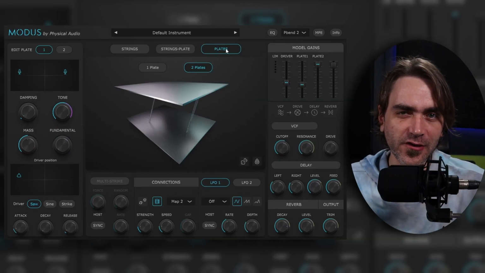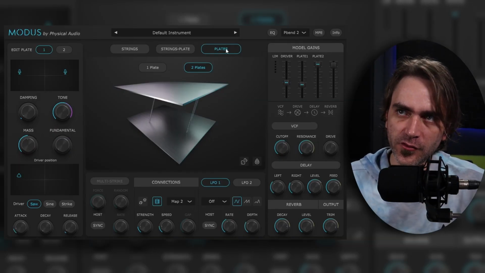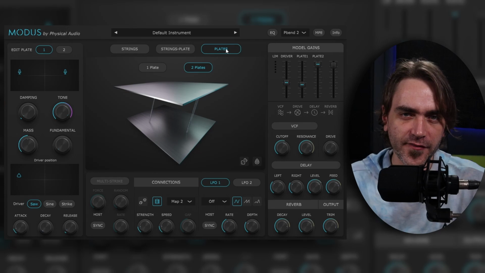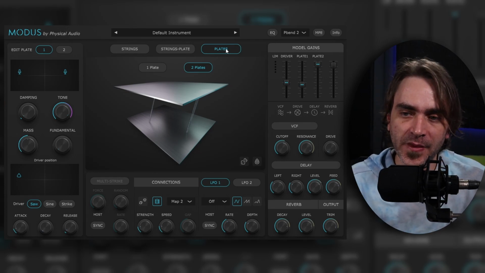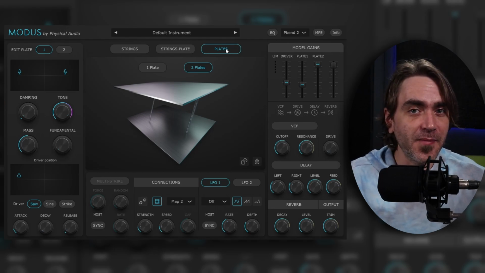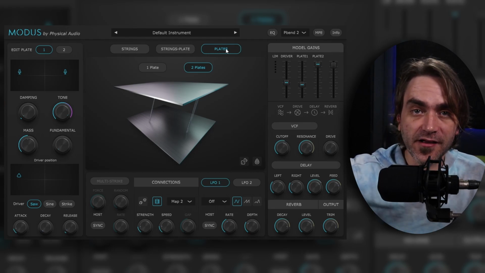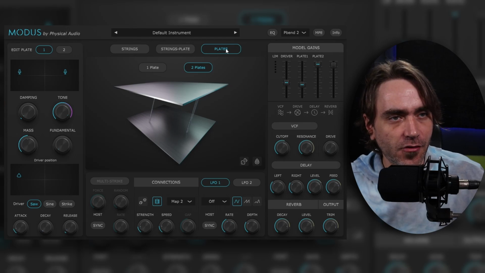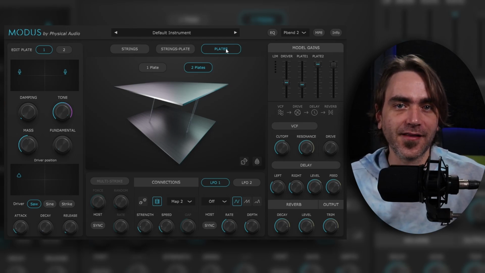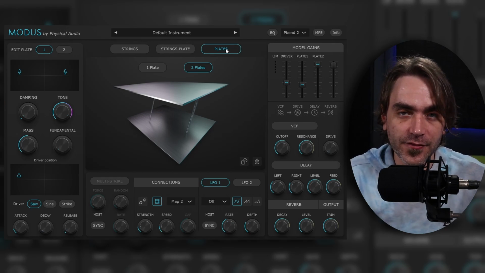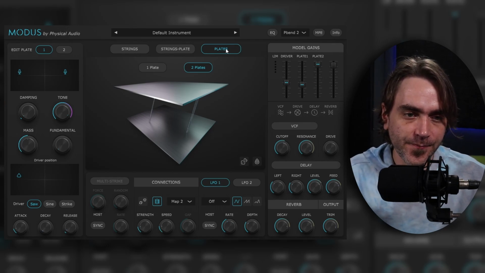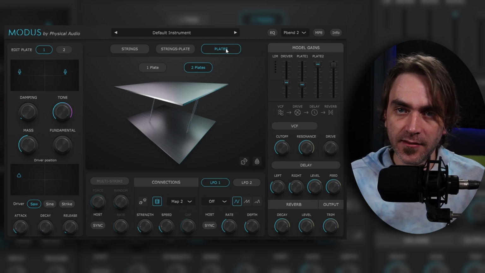Okay, so let's have a look at the plates mode. For those who don't know how a plate reverb works, essentially, the physical plate reverbs from back in the day were a big piece of metal with a speaker driver attached to it and a transducer or tiny microphone attached to the other side. The speaker driver would play a sound, and then the microphone or the transducer would pick up the vibrations on the metal plate. That's essentially how they created plate reverb.